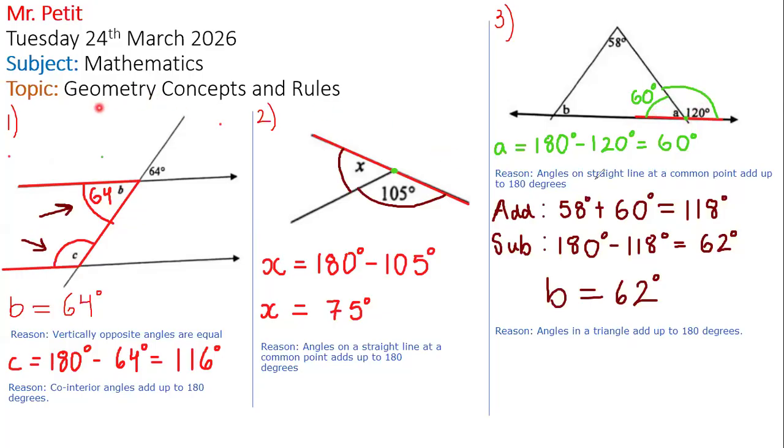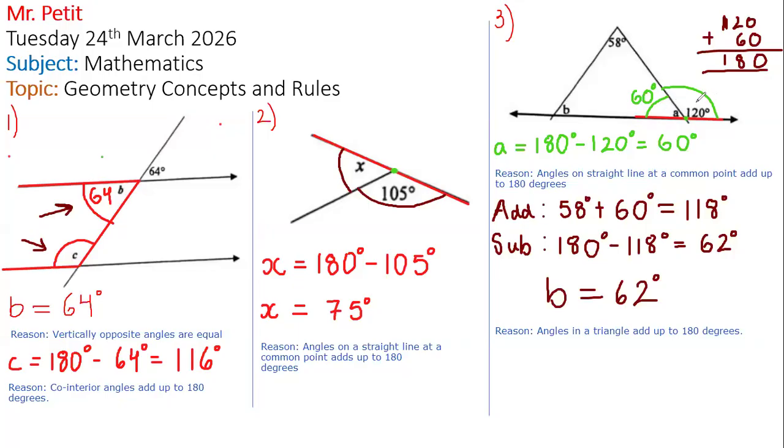What is 120 plus 60? What does that equal? 120 plus 60. 0 plus 0 is 0. 6 plus 2 is 8. And 1 plus 0 is 1. So it's going to be 180. You see what I'm saying? So they should add up to 180 degrees.